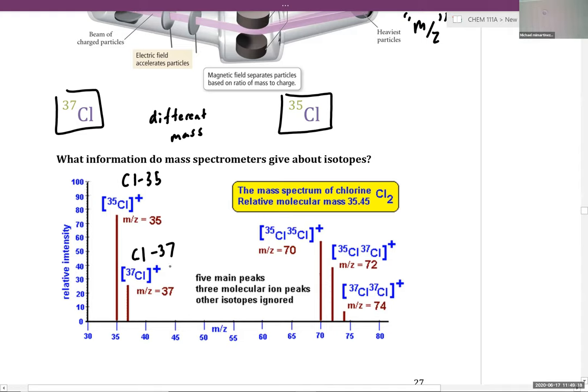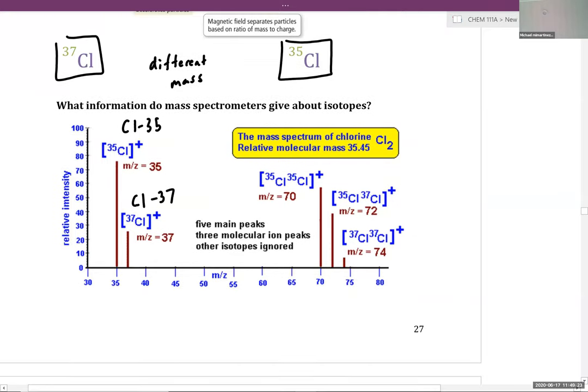Now, intuitively, looking at the relative intensity, do we have the same amount of each isotope? Is there the same amount of chlorine 35 compared to chlorine 37 if we just look at the intensity? No, they're clearly different, right? So let's talk about how we assess that.